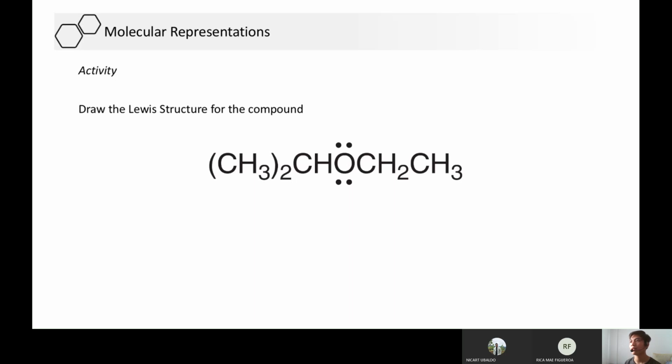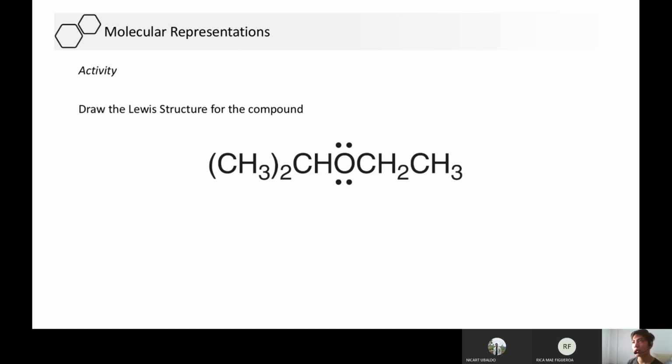That is the condensed formula, right? In condensed, we do not see any chemical bonds, but it tells us an idea of which group is attached to what. So, looking at this, let's try this activity.